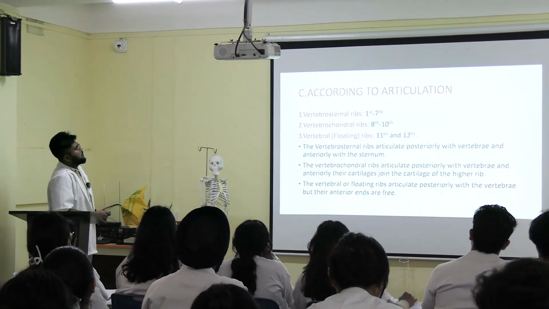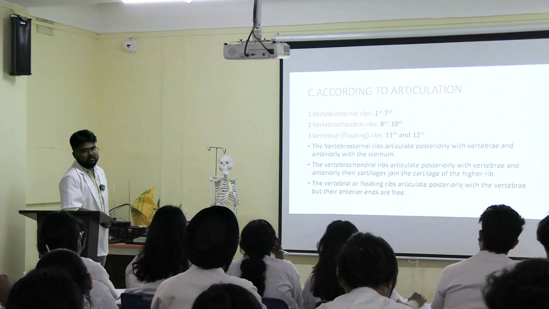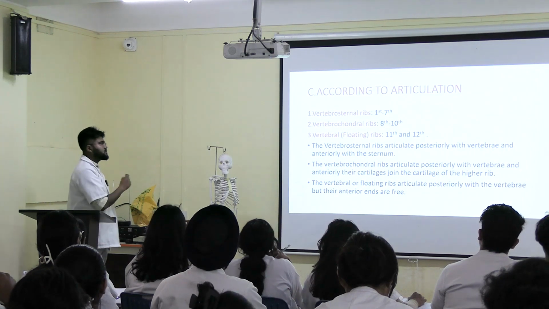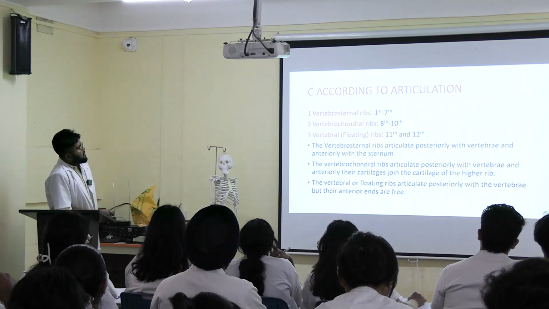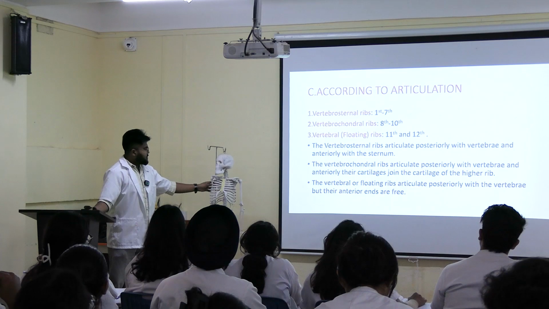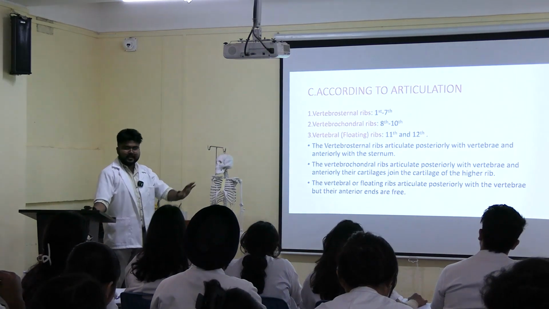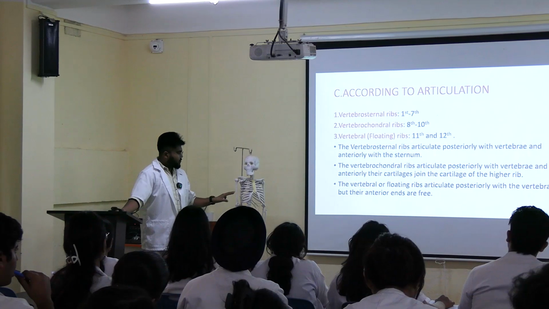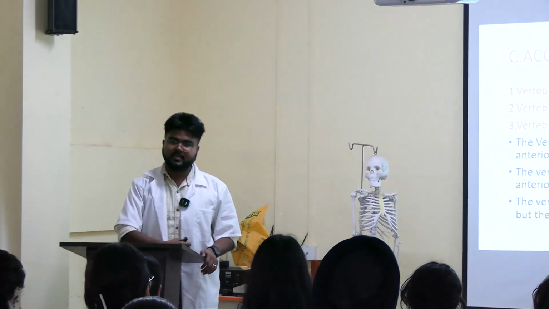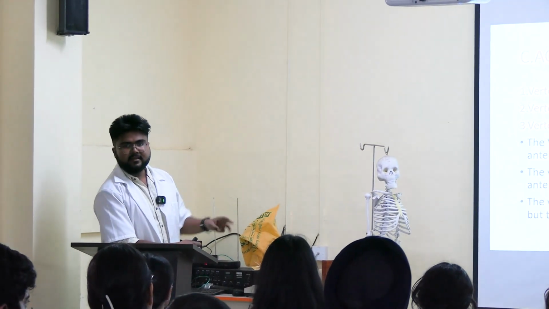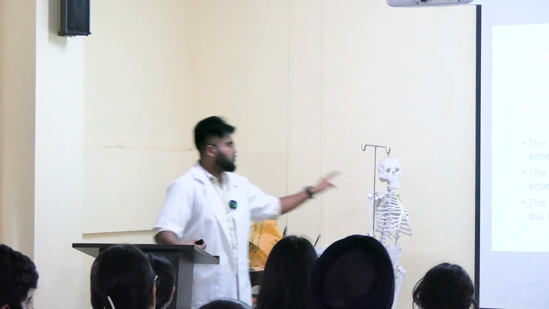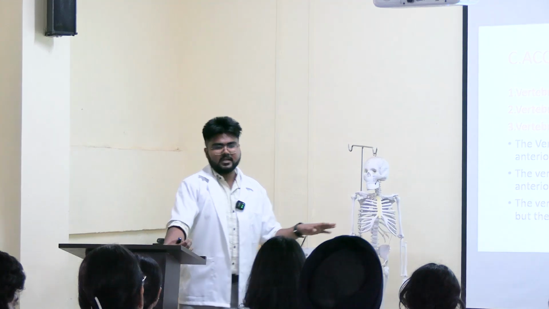Next is a very important classification, according to the articulation. First is vertebrosternal, meaning the first 7 ribs are directly attached to the sternum. But the vertebrochondral ribs are 8 to 10. They are attached to the sternum but not directly, because 8, 9 and 10 are together attached to the 7th costal cartilage. So they are not directly attached to your sternum.